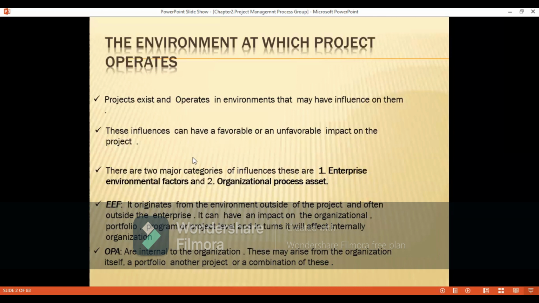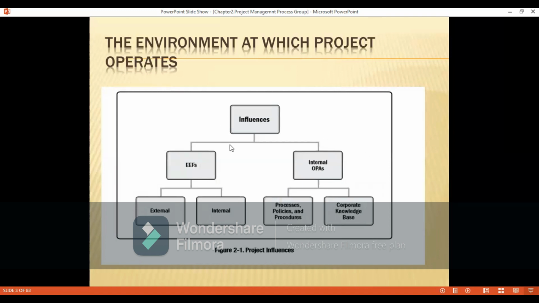So we divide the environmental factors. We might have enterprise environmental factors, and we might have organizational process assets. The enterprise environmental factor, from the naming, originates from outside the enterprise, and it deals with all the internal and external factors, while the organizational process asset deals with your corporate knowledge, skills, policies and procedures, and historical records and information. So the influencing factors that govern the organization are divided into enterprise environmental factors and organizational process assets, in which the enterprise environmental factors are subdivided further into external and internal factors, while the organizational process assets are divided into processes, policies, procedures, and the corporate knowledge base.